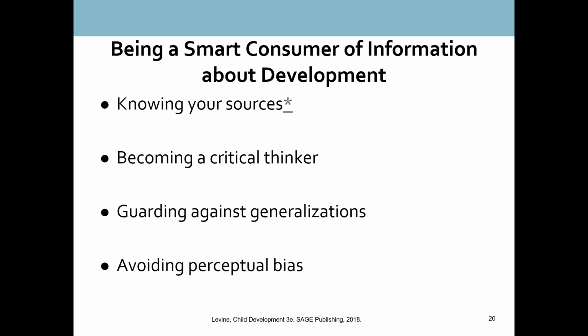And finally, and there's only one slide. I thought there were two, but there's only one actually. Okay, avoiding perceptual bias. Perceptual bias refers to the tendency to see and understand something in the way you expect it to be. And this kind of relates to when I talk about becoming a critical thinker. When you have perceptual bias, you see things the way you kind of want to see them.